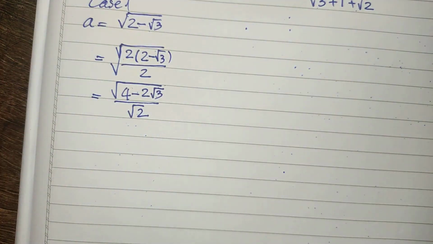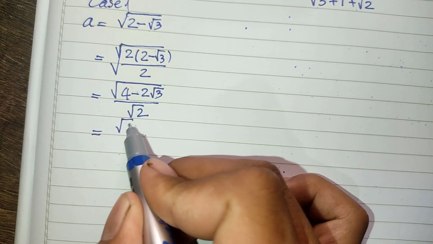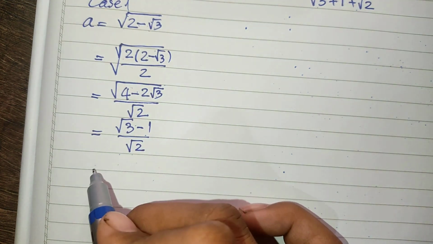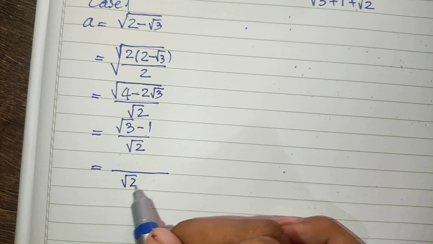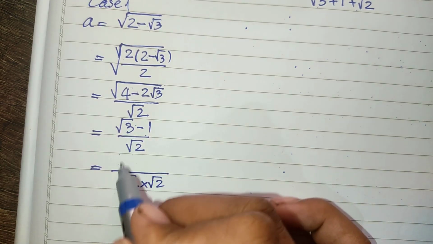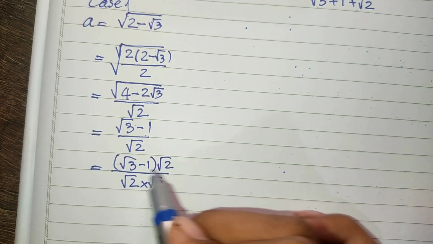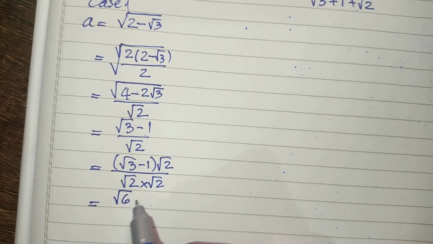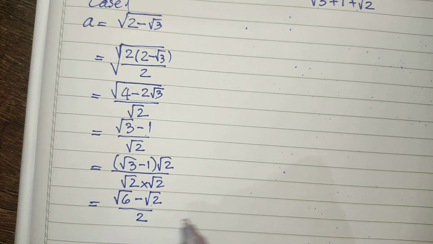Now we place this in our expression: square root 3 minus 1, divided by square root 2. Multiplying the numerator and denominator by square root 2, the numerator becomes square root 3 minus 1 times square root 2, which equals square root 6 minus square root 2, and the denominator, square root 2 squared, is 2.